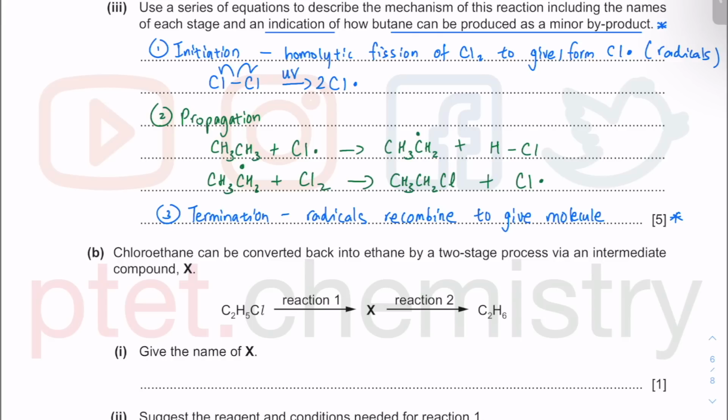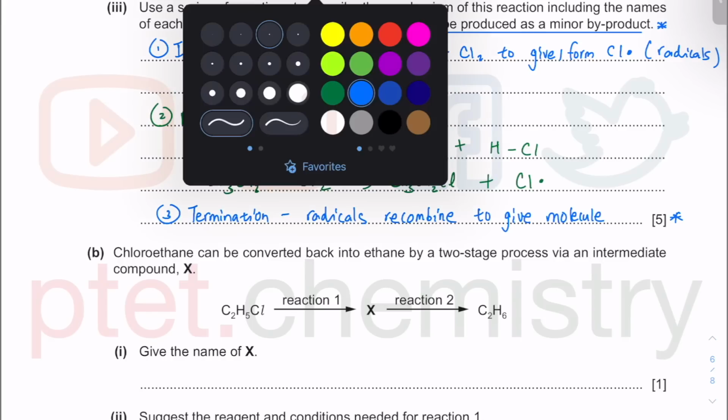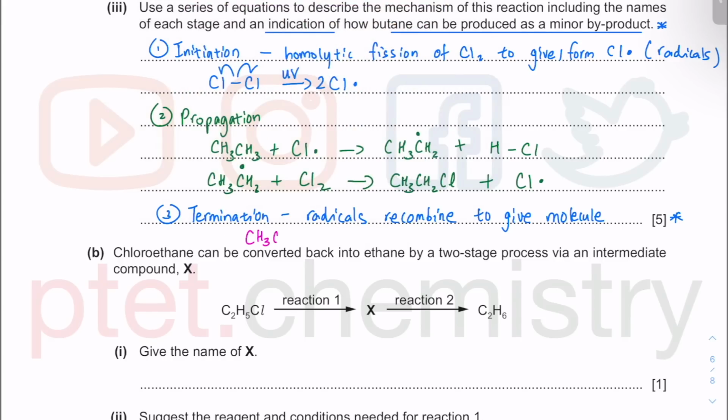So for example, you want butane to be produced as a minor product. So I will get CH3CH2 dot. Usually I will show the formation of this in the termination step. However, they want the formation of butane as a minor byproduct. So I just have another of this radical, and radical plus radical can combine to give you CH3CH2CH2CH3. This is the butane minor byproduct, because your intention really is to show the termination step forming the desired halogenoalkane.